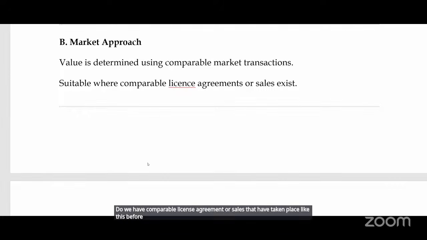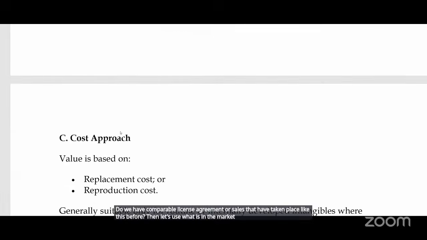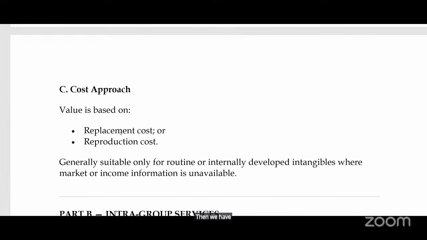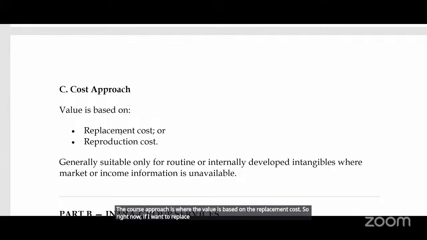Then let's use what is in the market to price our own. Very simple. Then we have the cost approach. Now, the cost approach is where the value is based on the replacement cost. So right now, if I want to replace this intangible asset, how much would somebody pay for it? Or if I have to reproduce it, how much would I pay for it?